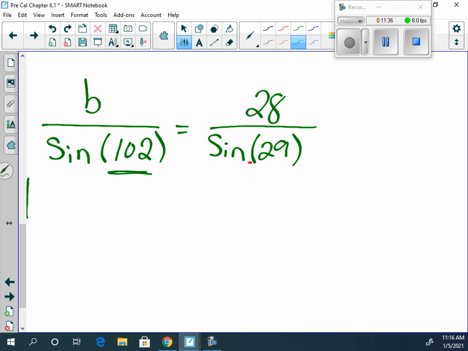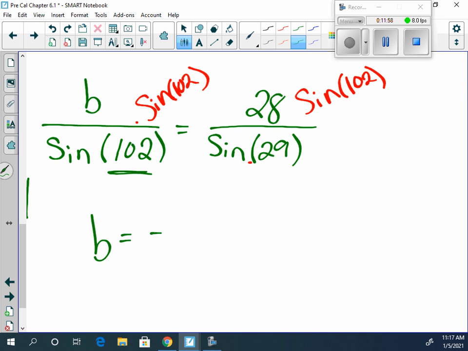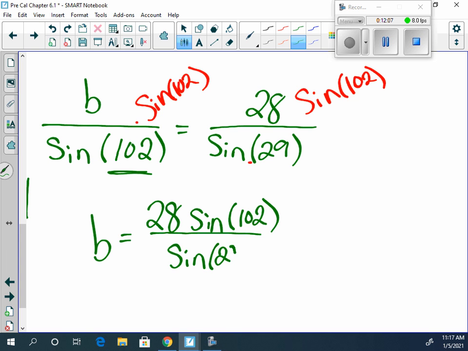Now our next step is going to be almost the exact same. I'm going to multiply both sides by sine of 102. I mean, last time we multiplied by sine of 49. This time we're just multiplying by sine of 102. Which will tell me that B is equal to 28 sine of 102 over sine of 29.